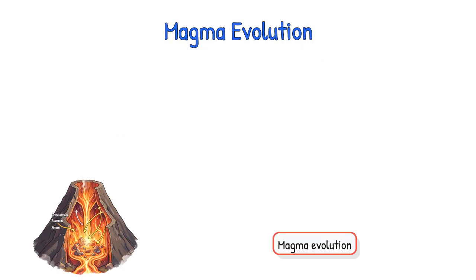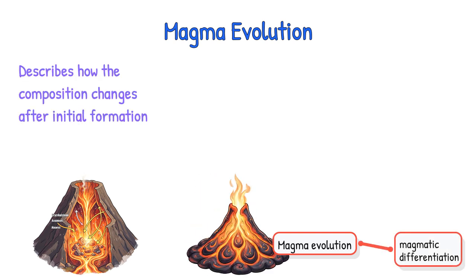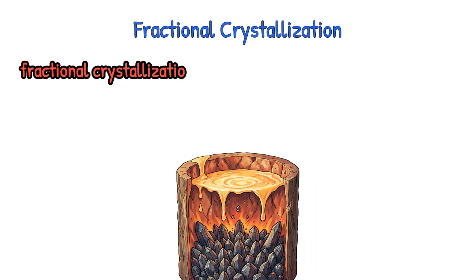Magma evolution, also called magmatic differentiation, describes how the composition changes after initial formation, primarily through processes occurring during ascent and storage within magma chambers. The first process is fractional crystallization. As magma cools, minerals crystallize. If these crystals separate from the remaining melt, for example by sinking due to density or being trapped along chamber walls, the melt composition changes.